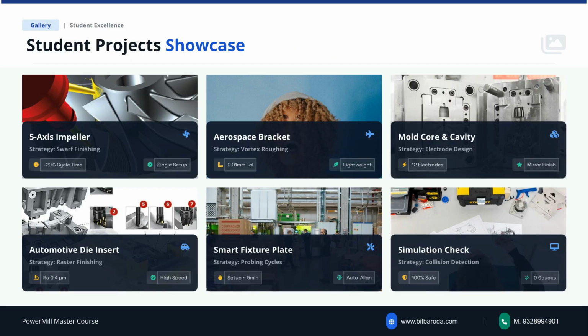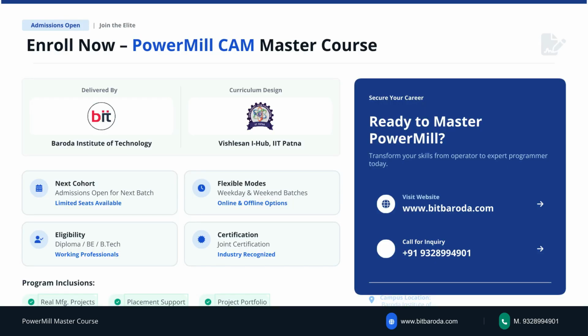Explore our gallery of student excellence showcasing complex projects. Examples include a 5-axis impeller with swarf finishing, an aerospace bracket using vortex roughing, and a mold core and cavity project demonstrating electrode design.